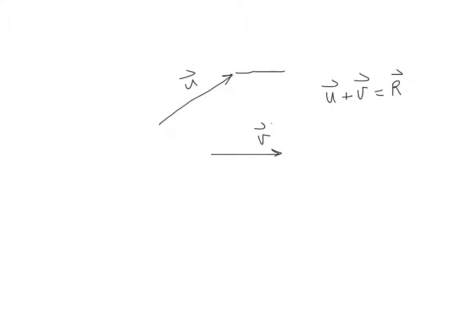So we are going to draw v here. You can see that the head of u is attached to the tail of v. When we add these two, the resultant is going to be a vector which is connecting the tail of u, which is here, to the head of v, which is there. This is called the resultant vector.